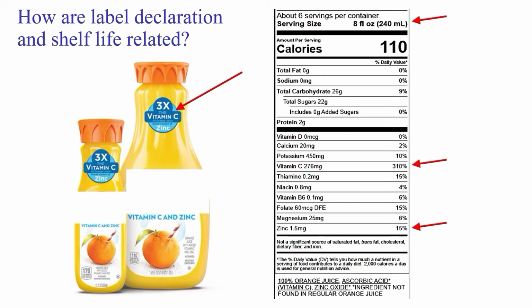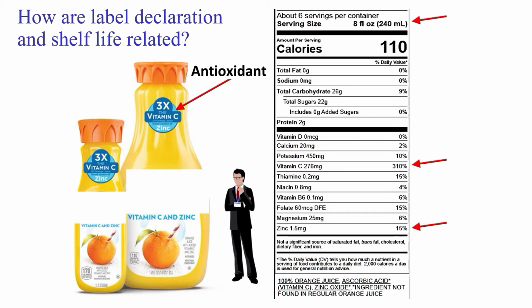But actually, what is happening? What is the issue behind that? As you know, vitamin C is a type of antioxidant which may deteriorate very fast during storage, where the manufacturers may not realize that the vitamin C content has dropped below the figures claimed on the label, and this is against food laws and regulations.